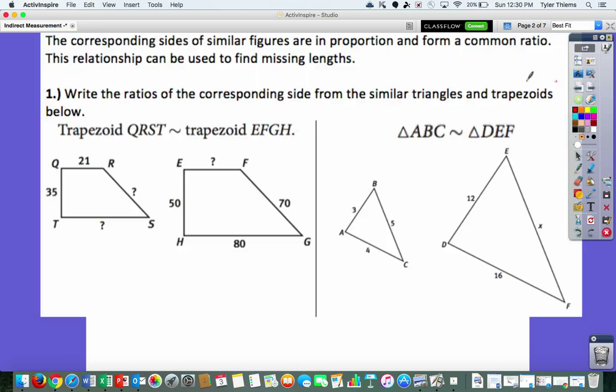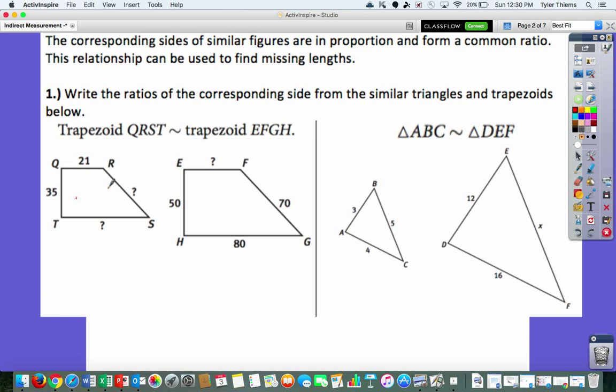So looking at your guided notes here today, we're going to do this first one on the left-hand side together, and then I'm going to ask you to press pause and do the one on the right on your own. So the corresponding sides of similar figures are proportional and form a common ratio. This relationship can be used to find the missing length.